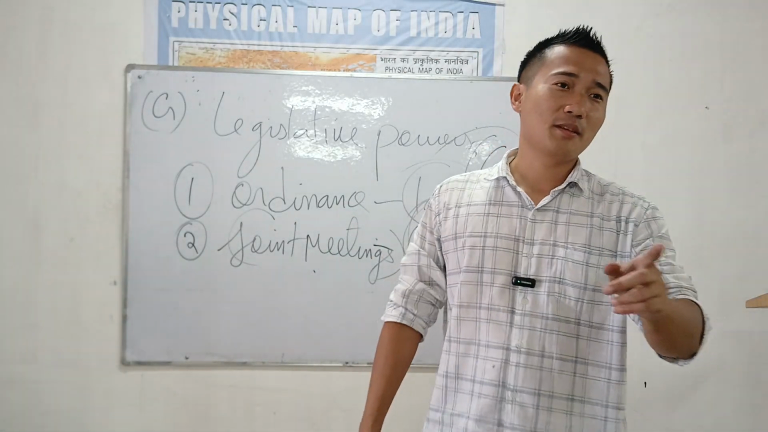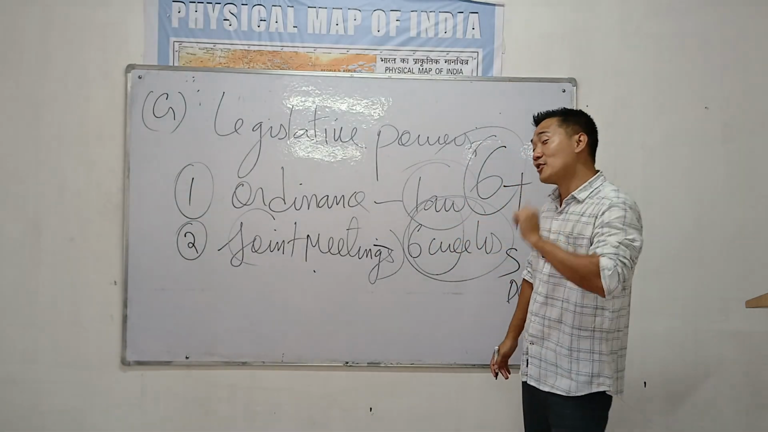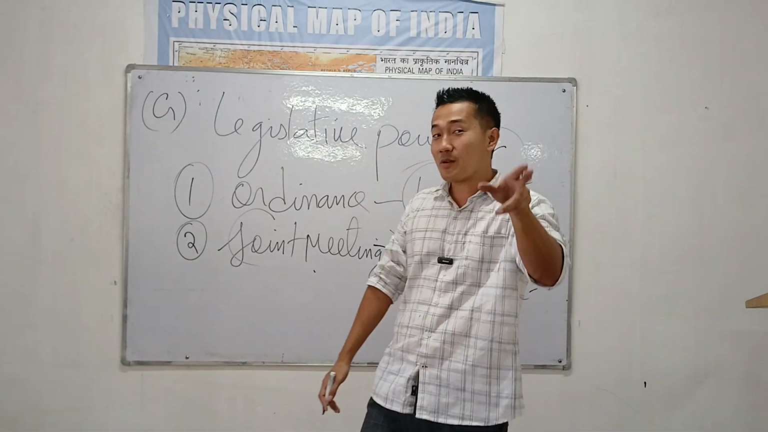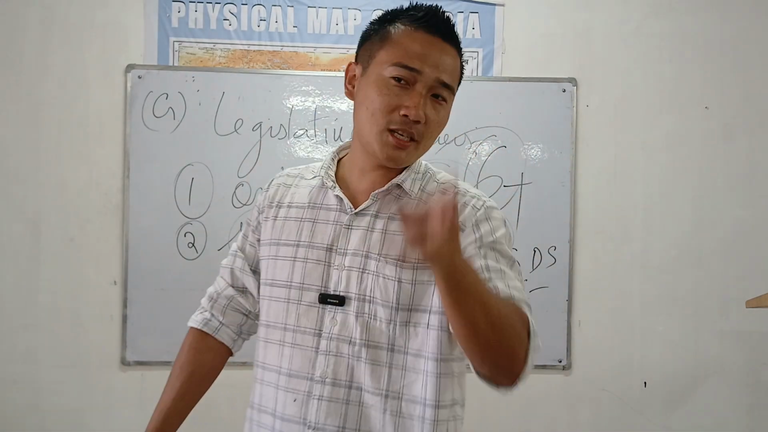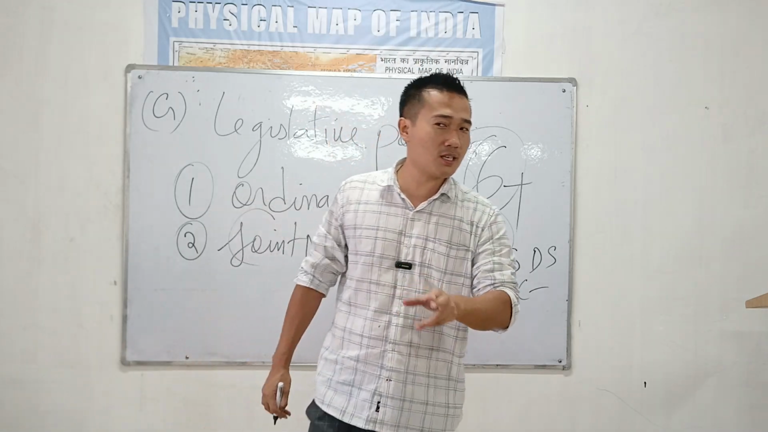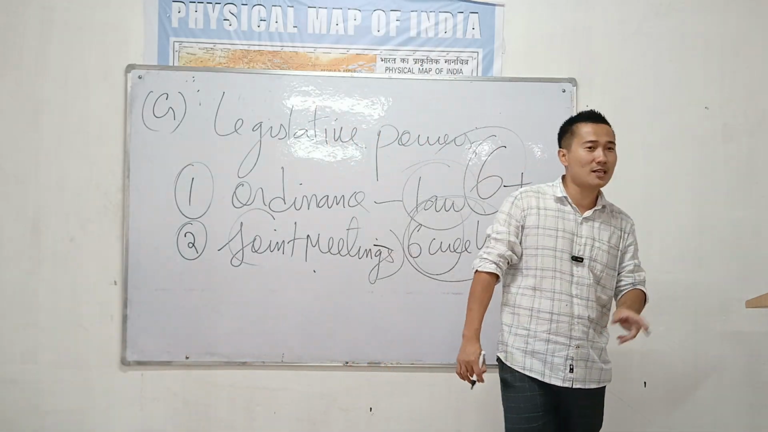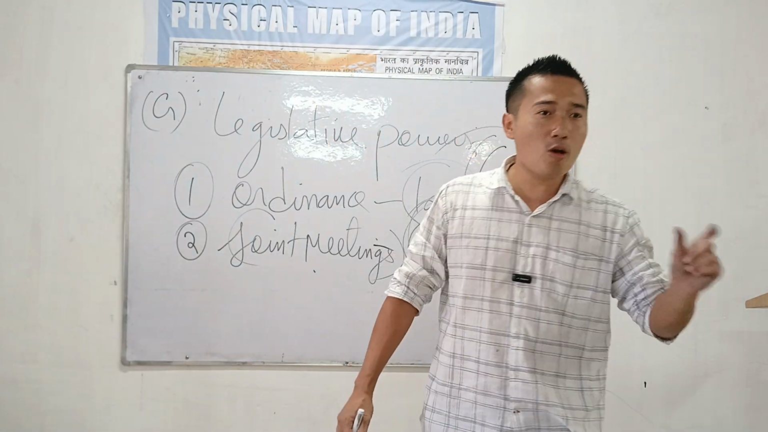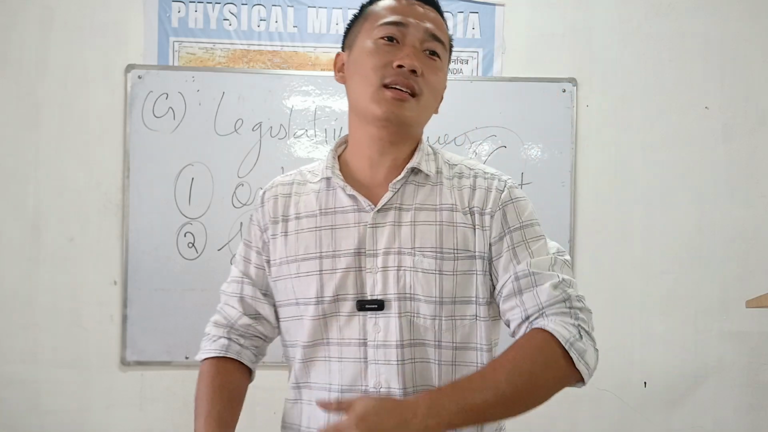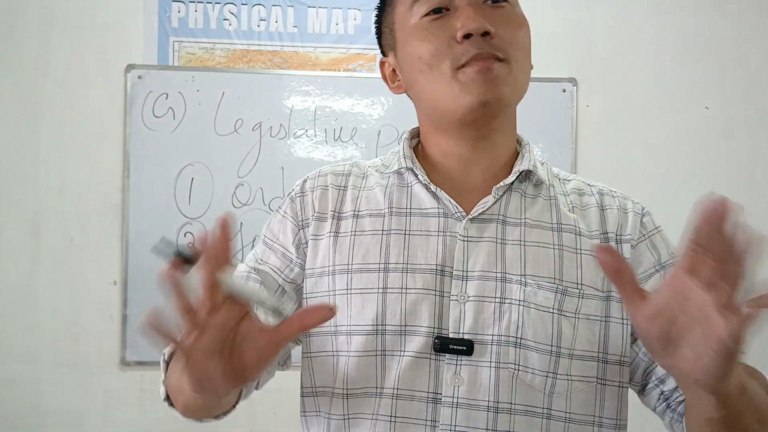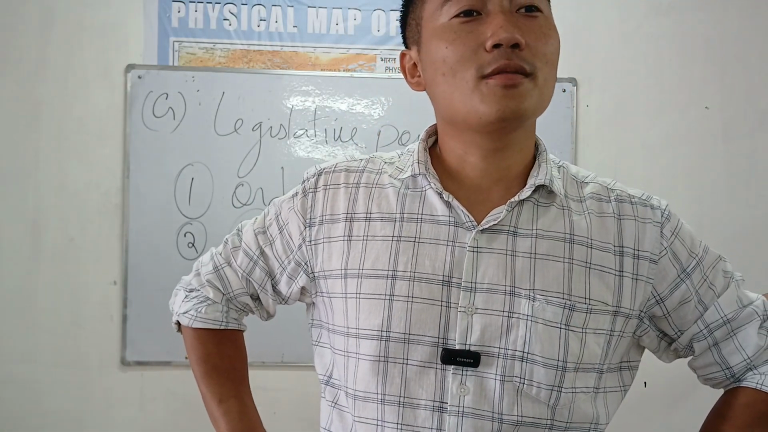This is too important. The joint sitting is presided over by the Speaker. If the Speaker is absent, the Deputy Speaker. If the Deputy Speaker is absent, the Deputy Chairman of the Rajya Sabha. If the Deputy Chairman of the Rajya Sabha is absent, any member from Lok Sabha or Rajya Sabha selected by the President of India. It's a legislative power of the President of India.